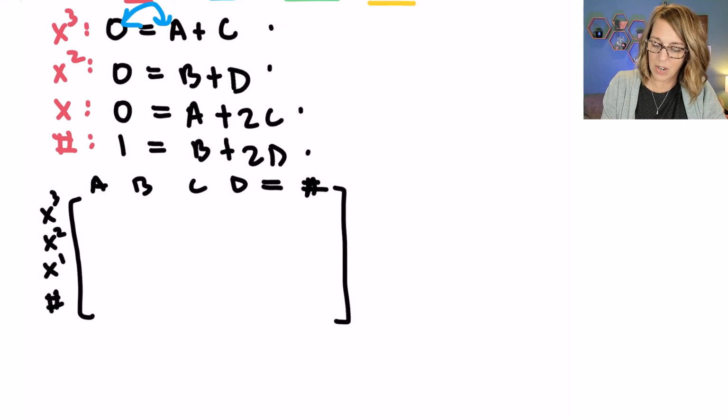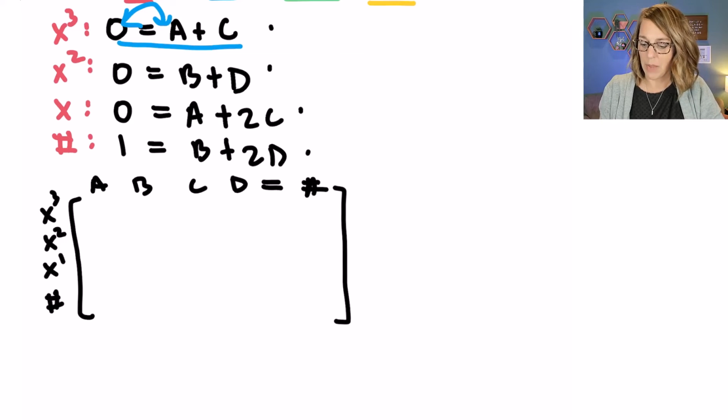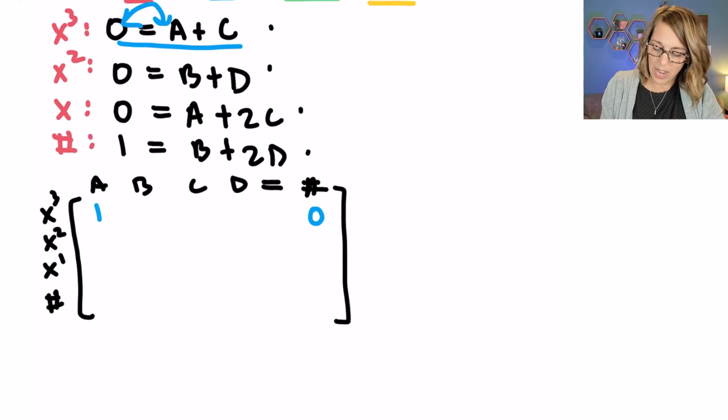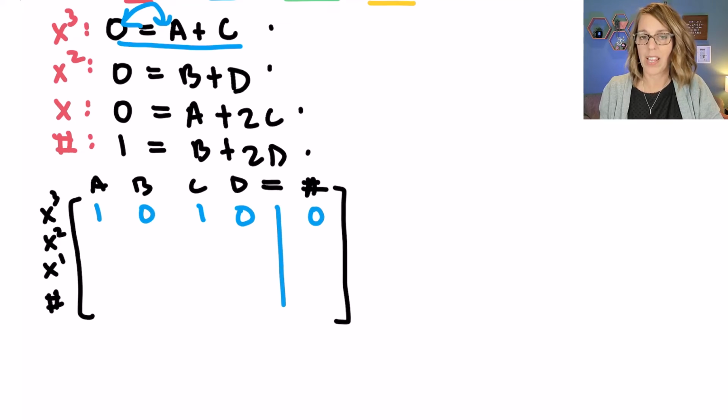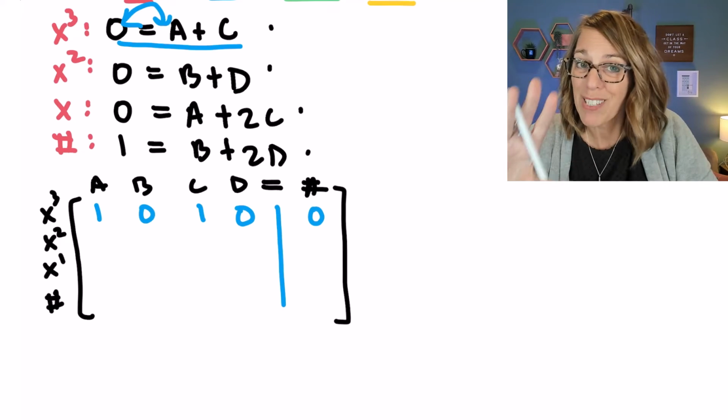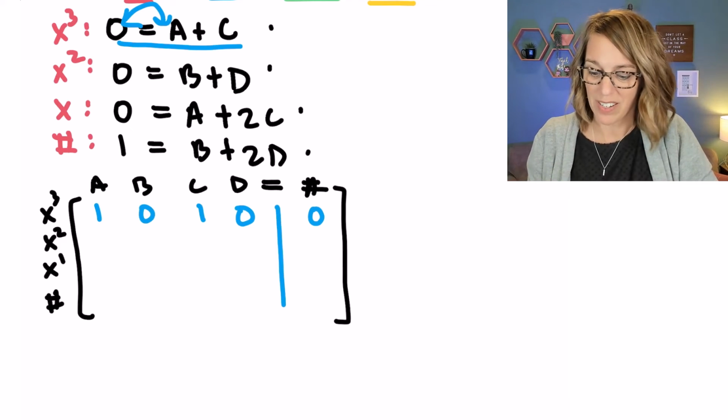I'm going to start here with 0 equals a plus c. So 0 goes here equals 1a plus 1c. That means I've got 0 b's and 0 d's. I'm going to put a line right here. This is called an augmented matrix. I promise once you get the hang of it, it's going to save you a ton of time.